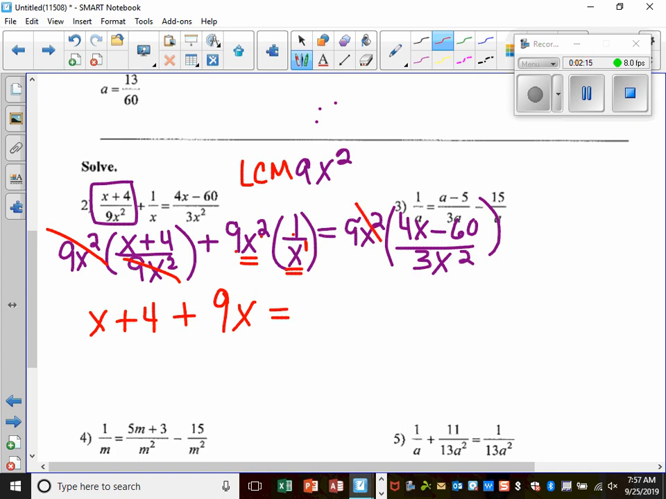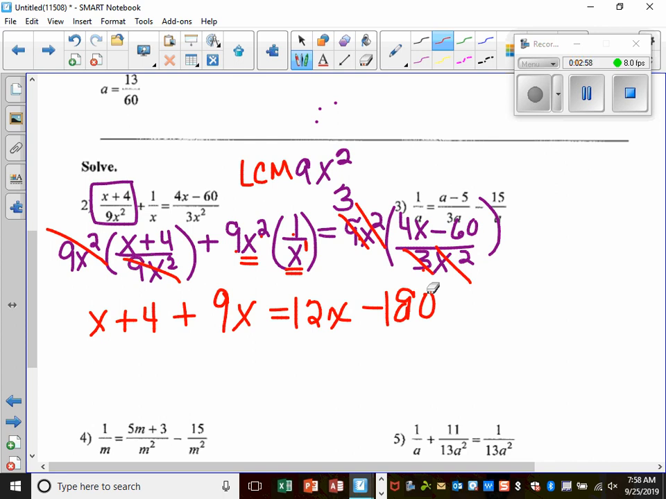Move on to the last one. The x squareds will cancel each other out, and I'm going to have 9 divided by 3. What is 9 divided by 3? So I'm going to change this 9 to a 3. Now I'm going to distribute that 3 to 4x minus 60. So 4x times 3 is going to give me what? 12x minus, what is 60 times 3? 90? 180, my fault.